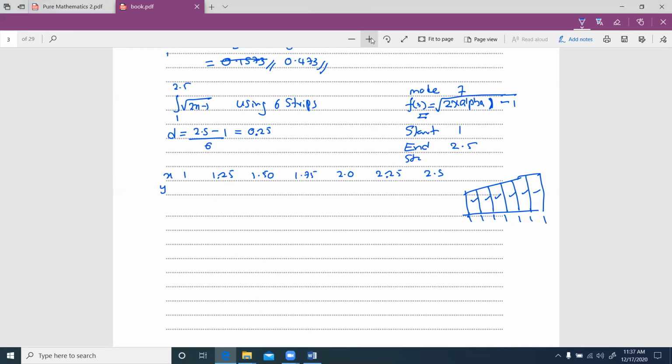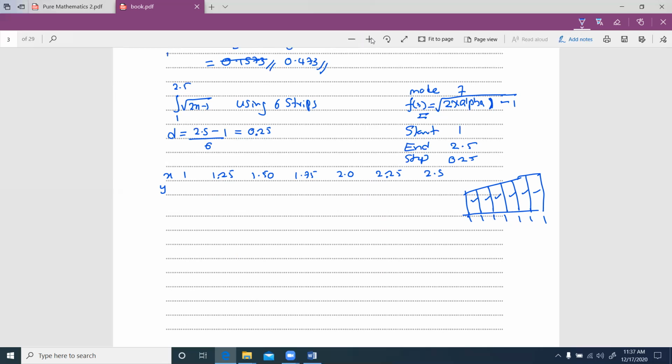What do you call step? Step means the gap with which you need to fill this in. Step is how much? For this question, 0.25. In the previous question it was 0.5. Right? Then put 0.25 gap, which is 1 over 4. Then you get the coordinates over here.